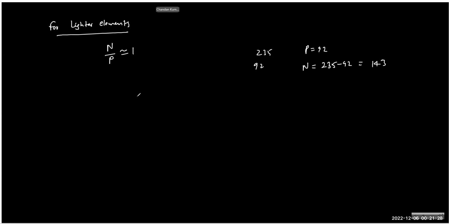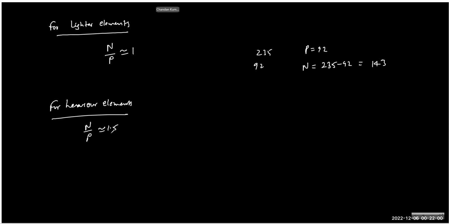So what is the ratio N/P? For heavier elements, the N/P ratio is roughly 1.5. You can check roughly. Can you check? 143 divided by 92 is 1.55. Okay.